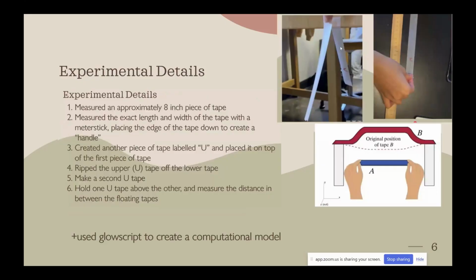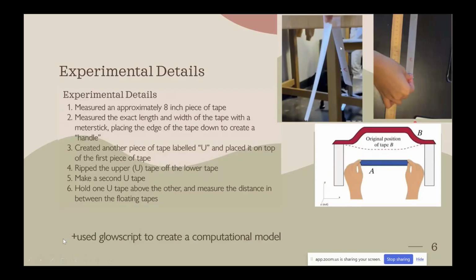So here are the experimental details. These are the same details from lab 1, so I just copied it over and included a picture of what I did last time. But essentially, to summarize this, we measured an 8-inch piece of tape, created a handle and stuck it down on the table, and then we created another piece of tape called the U-tape, placed it on top of the first piece of tape, and ripped it off of the lower tape to create this charged tape. And then we repeated this again to make two different tapes, and then we held one U-tape above the other so that they would float and essentially repel each other, and we measured the distance between the floating tapes. So that's what this shows in the model here.